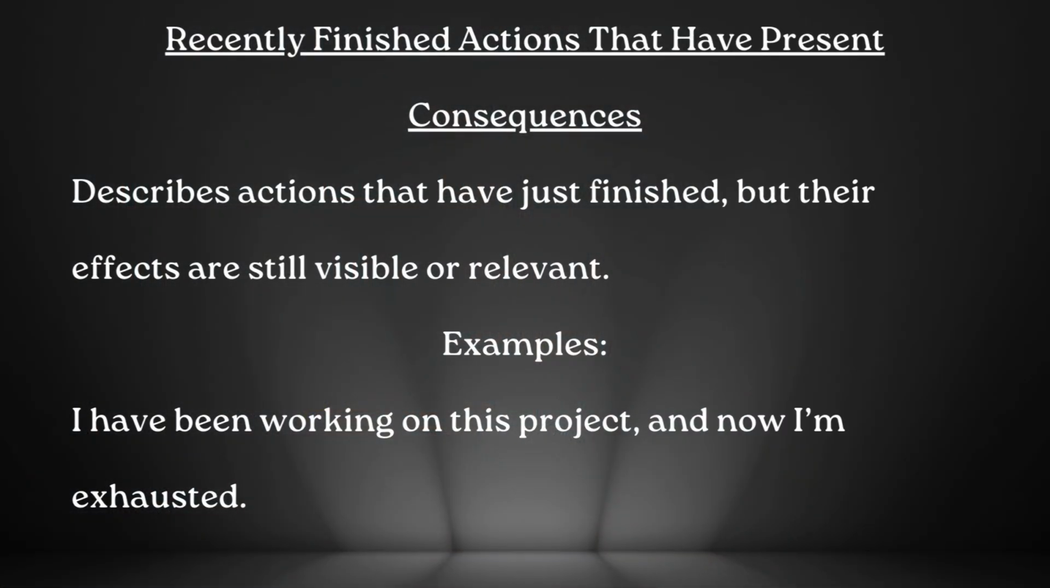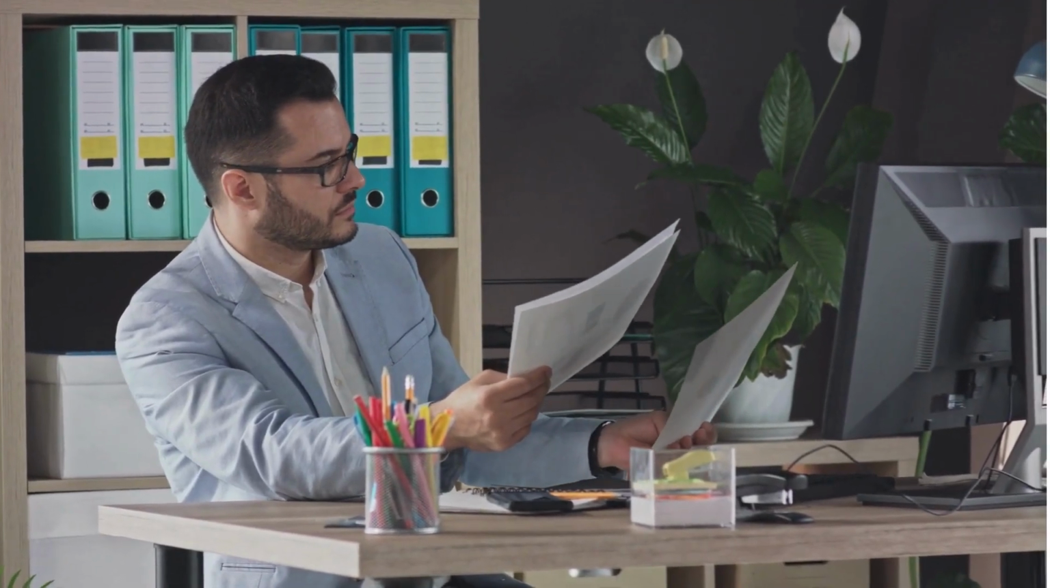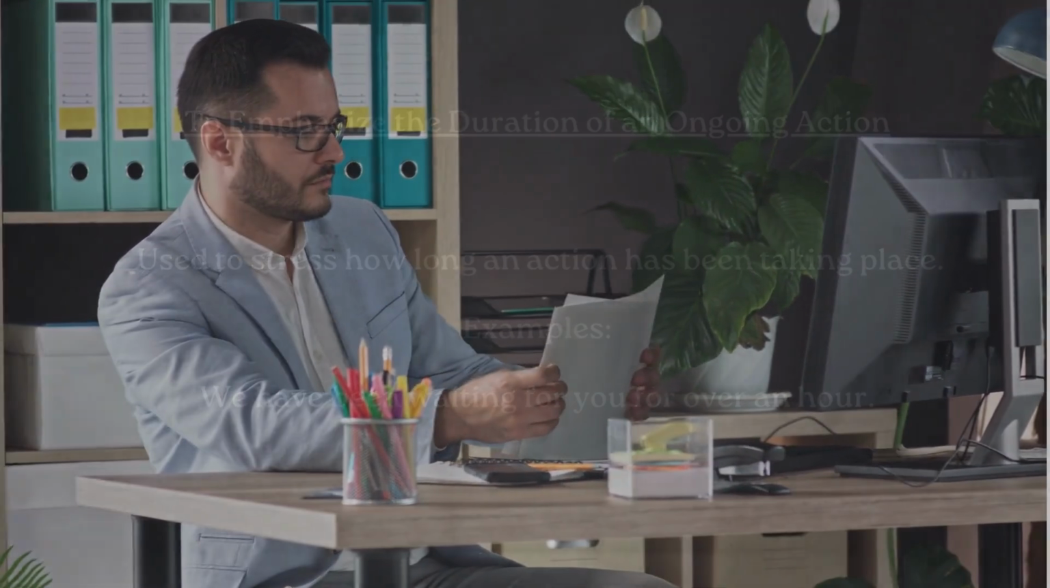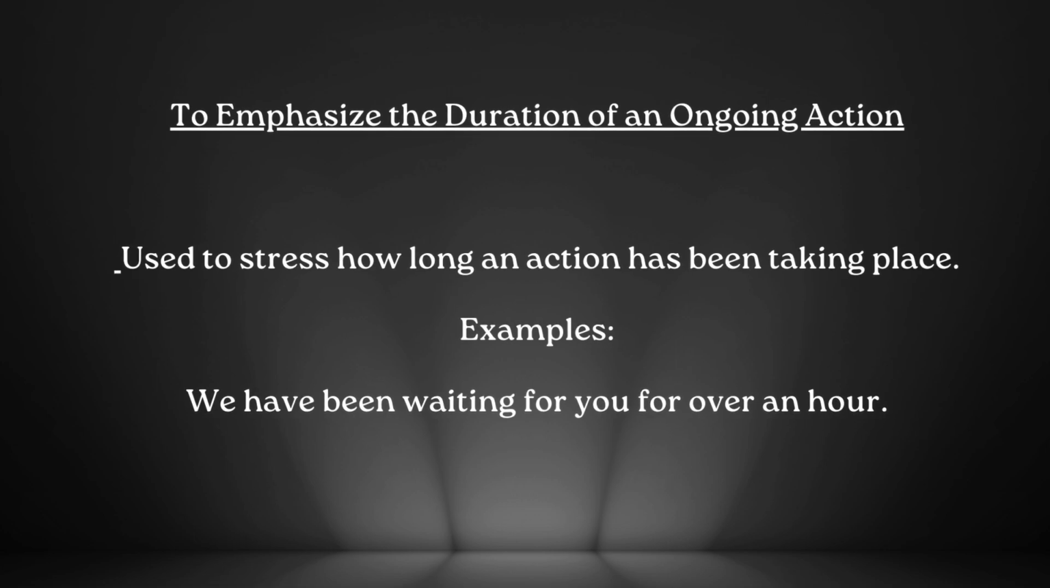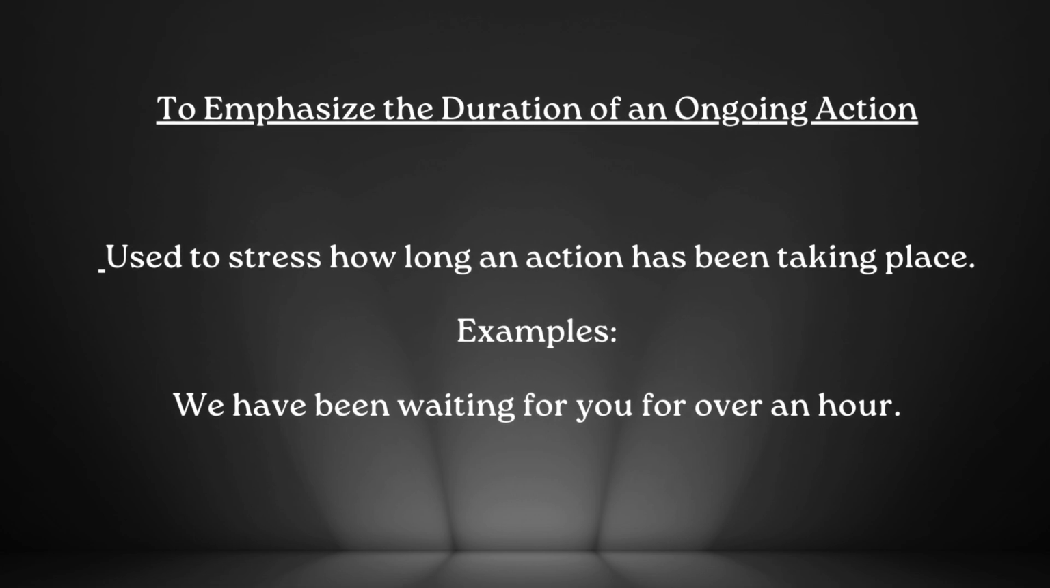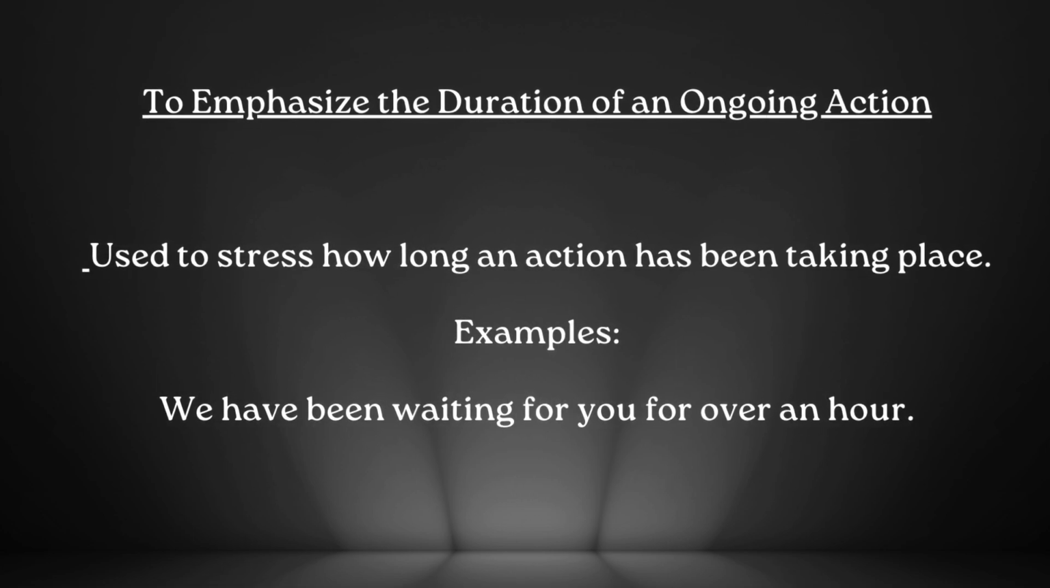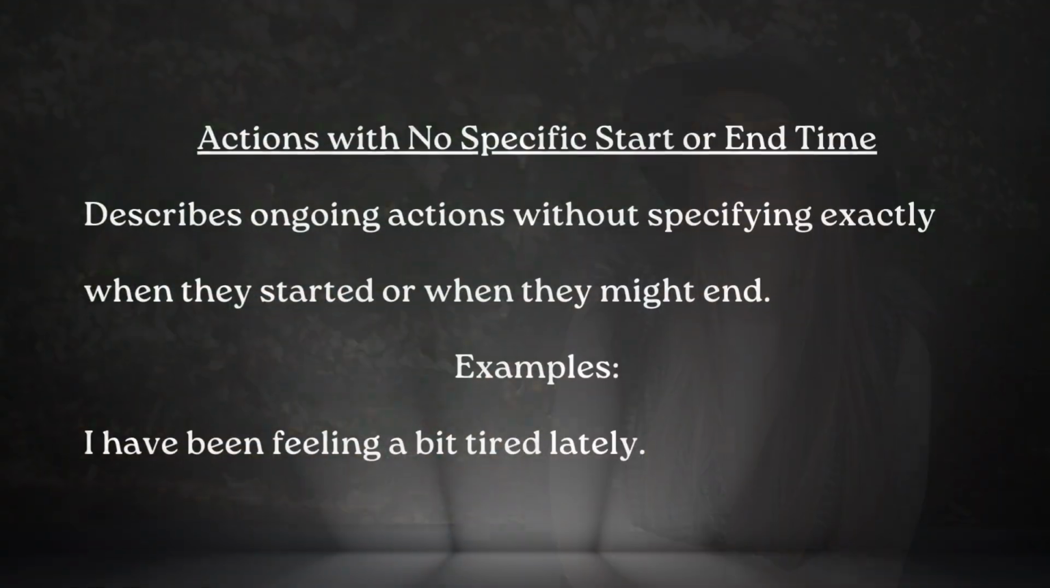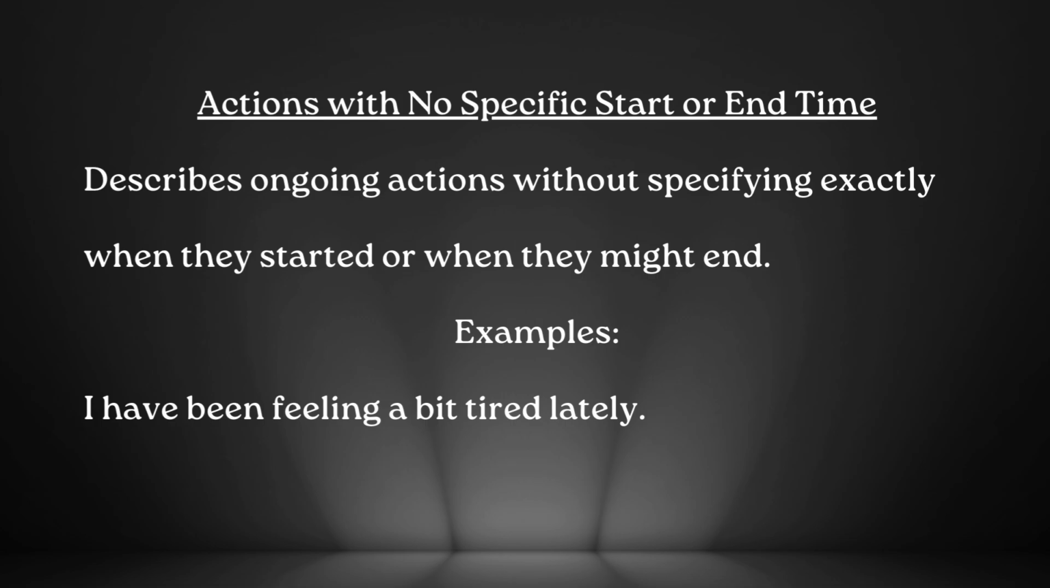Next, this tense is perfect for highlighting actions that have recently finished but still have present consequences. For instance, I have been working on this project, and now I'm exhausted. We also use the present perfect continuous to emphasize the duration of an ongoing action. Think of sentences like, we have been waiting for you for over an hour. Finally, the present perfect continuous is ideal for actions with no specific start or end time, such as, I have been feeling a bit tired lately.